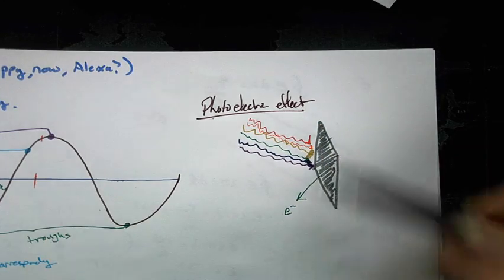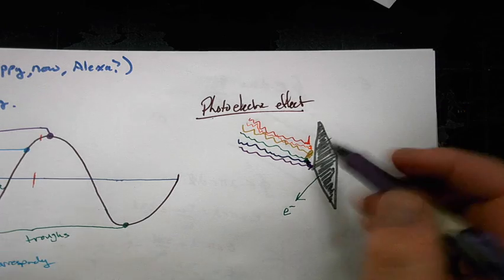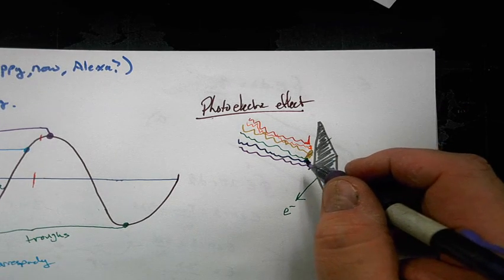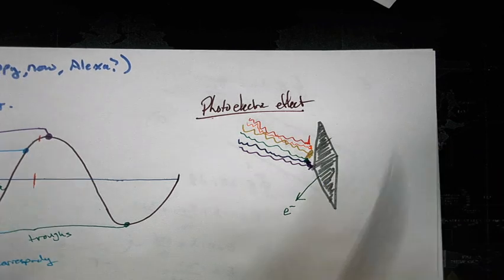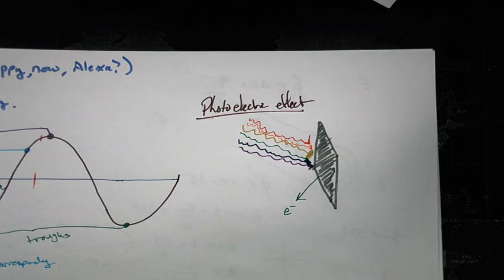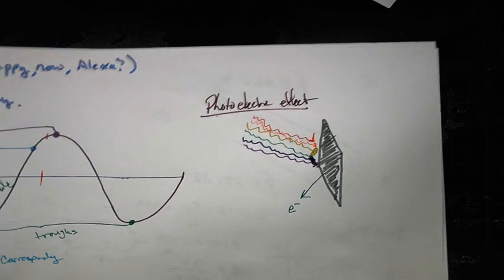And he found that for different metals, there would be a threshold frequency of light where it would start to do it. And the energy of the electron that would shoot off would be proportional to the frequency of light.